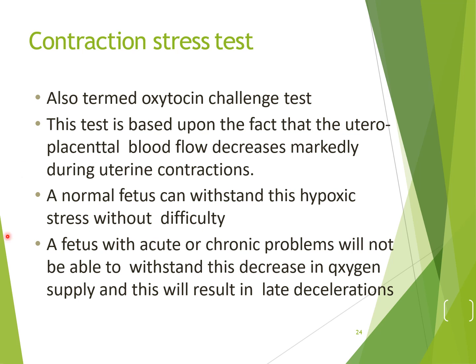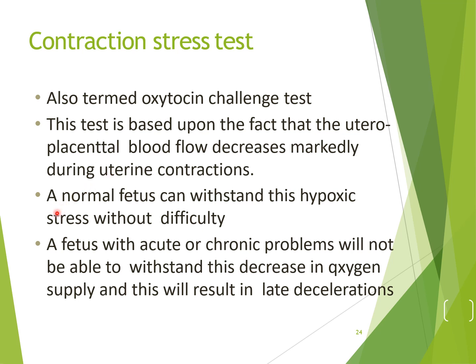Next is the contraction stress test, or CST. It is otherwise known as the oxytocin challenge test. It's based on the fact that when the uterus is contracting, the blood supply to the fetus or to the placenta will decrease due to the contractions of the uterine muscles. When the uterine muscles contract, the blood vessels also contract, and due to that, the supply to the baby will decrease. This CST is based on that principle.